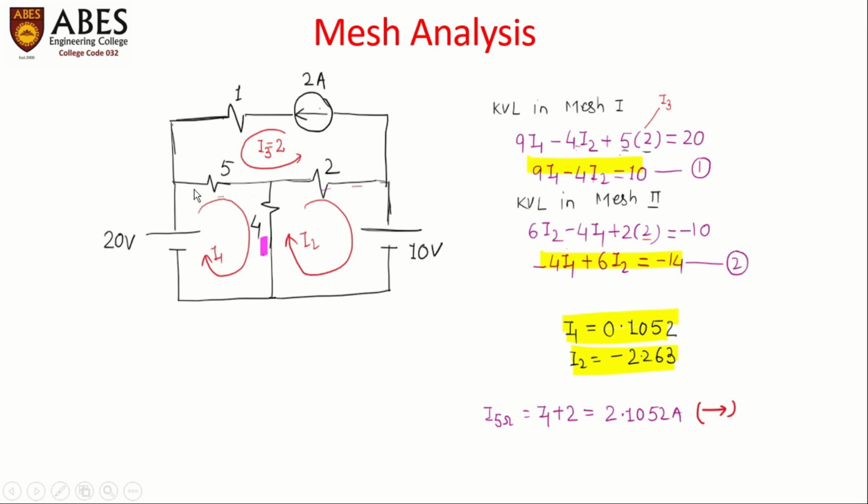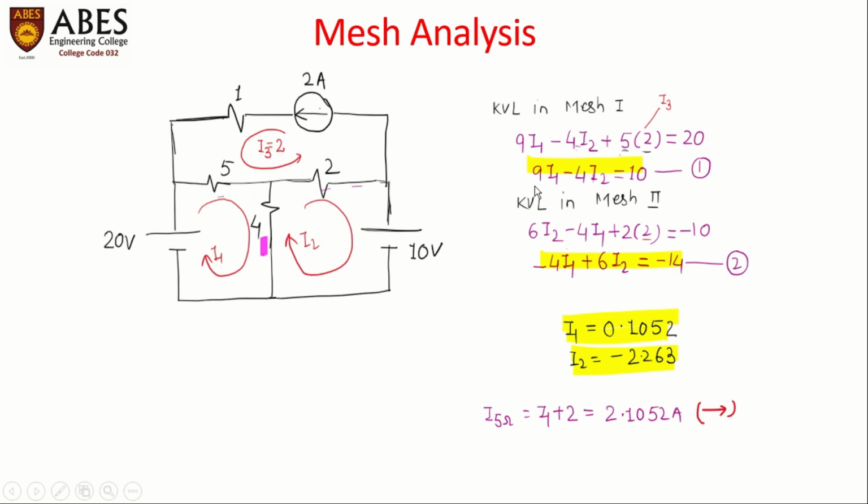mesh 1. In mesh 1, the voltage source is 20 volt and I1 is flowing from lower potential to higher potential. That's why I have taken this as plus 20. If the current is assumed in anti-clockwise direction, then the current will flow from higher to lower potential. That's why we will take minus 20 here.